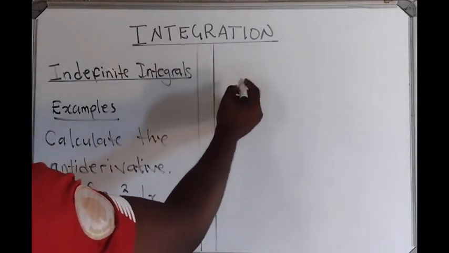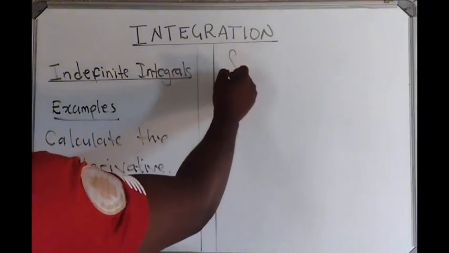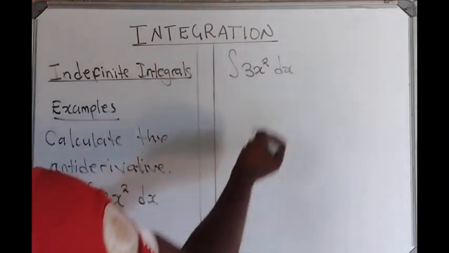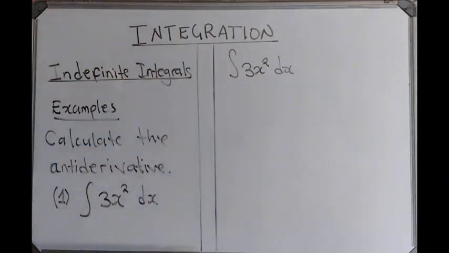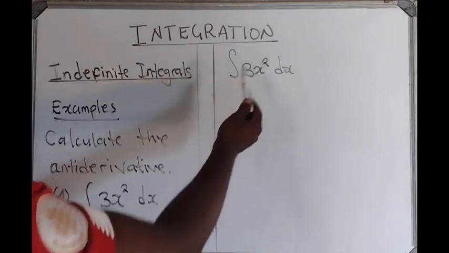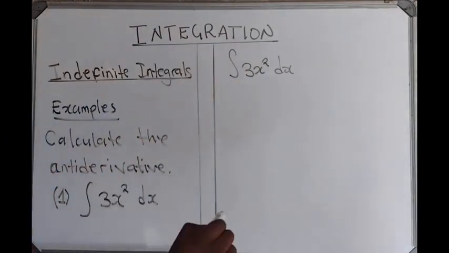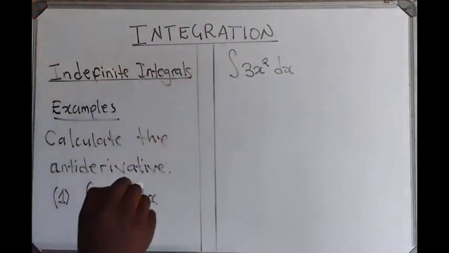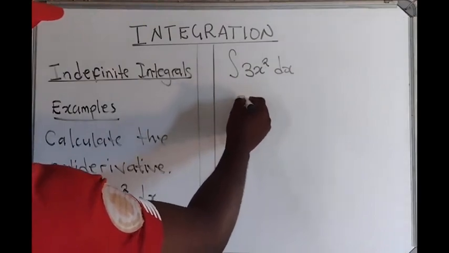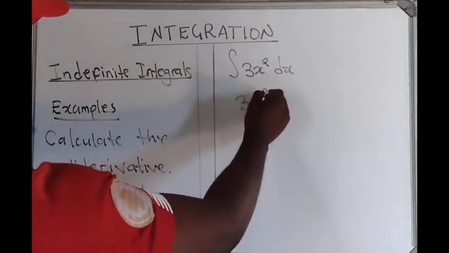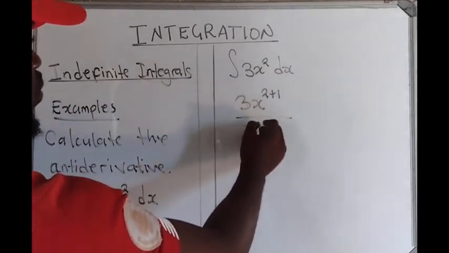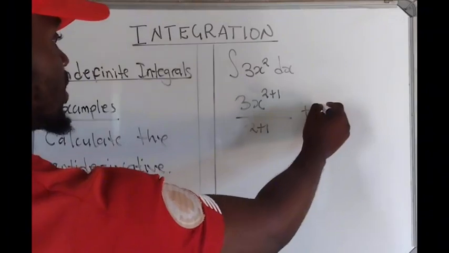So we write the question here. We are integrating this function 3x squared dx. If you remember the rules, we said this power 2 is going to be added by 1. Then we divide this function by the new power. So we say 3x, the power 2 will be added by 1 over the same power, which is 2 plus 1, then plus c.